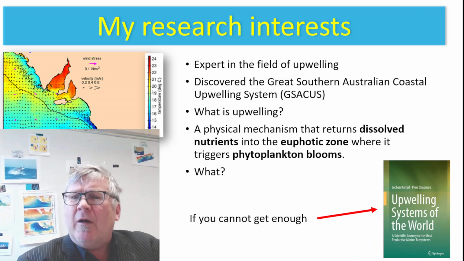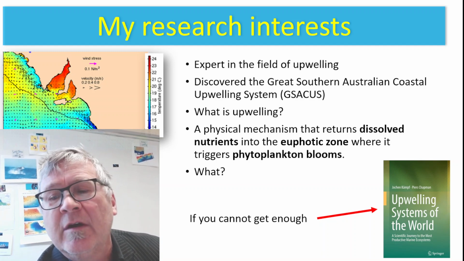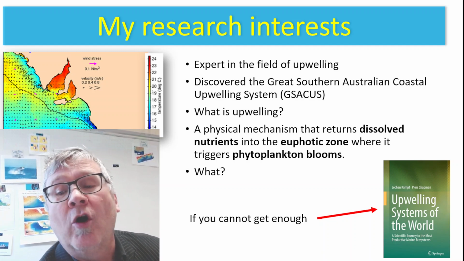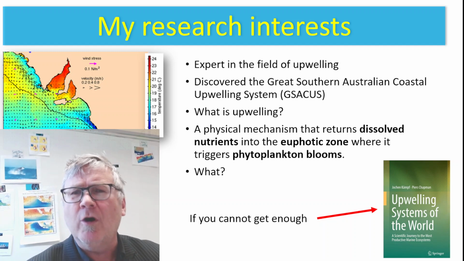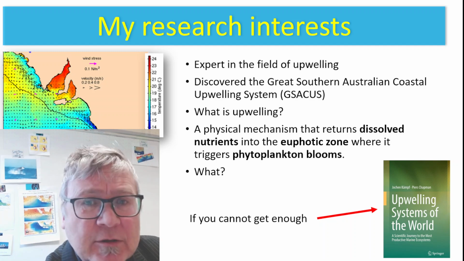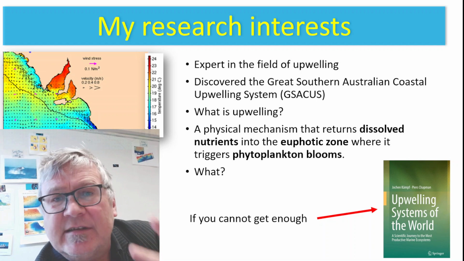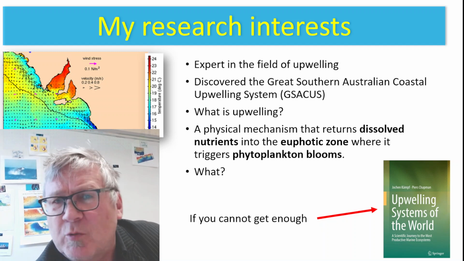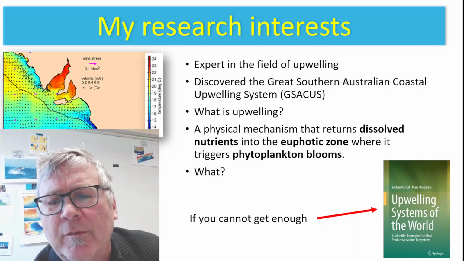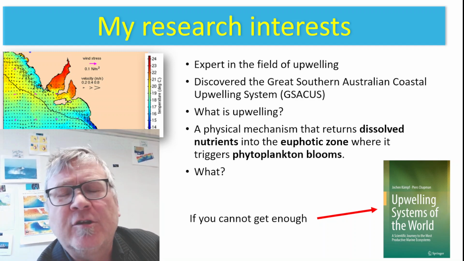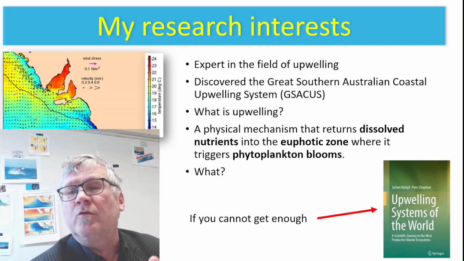So what's upwelling? Upwelling is a physical mechanism that returns dissolved nutrients into the euphotic zone, where it triggers phytoplankton blooms. What? Well, that's exactly what you're going to learn. What's the significance of dissolved nutrients? Where does that come from? What is it? What's the euphotic zone? Why? And what are phytoplankton blooms? What is the significance of that? And that's what you will learn.